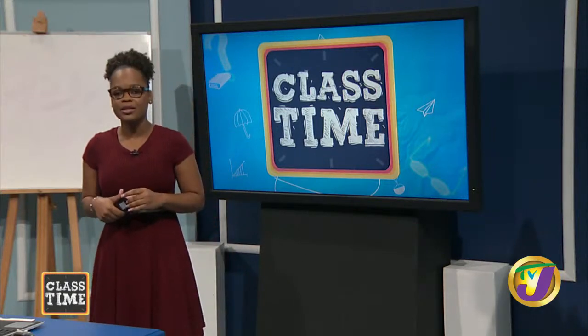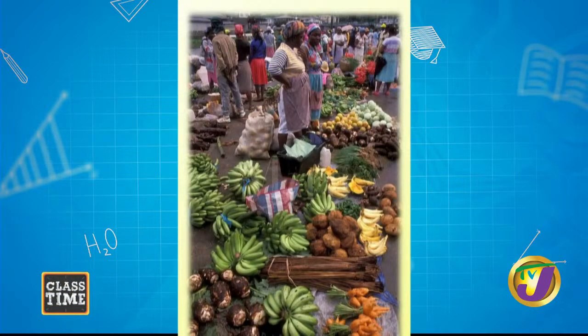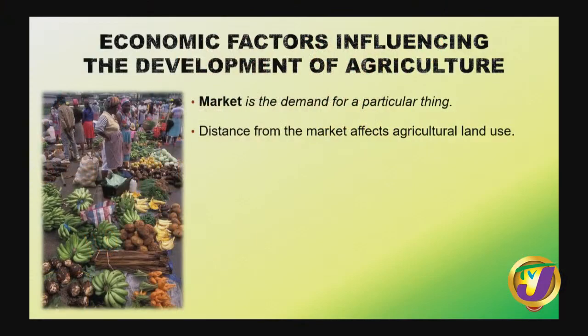The economic factors would include capital and market. And we look at market in two ways. The market can be the demand for the item or the farm produce, or the market can be the physical space where the farmer meets those who will consume or purchase the farm products. Distance from the market must be considered by a farmer if you plan to set up a farm.